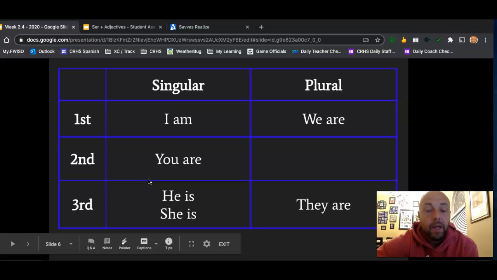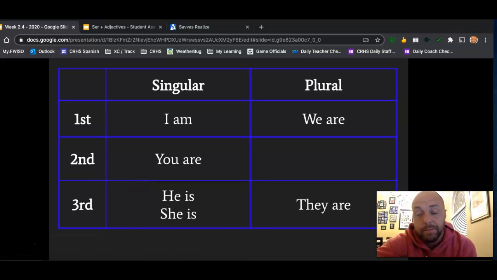Now, when we conjugate in English the verb to be, we get I am, you are, he or she is, we are, and they are. In English, it's pretty straightforward.